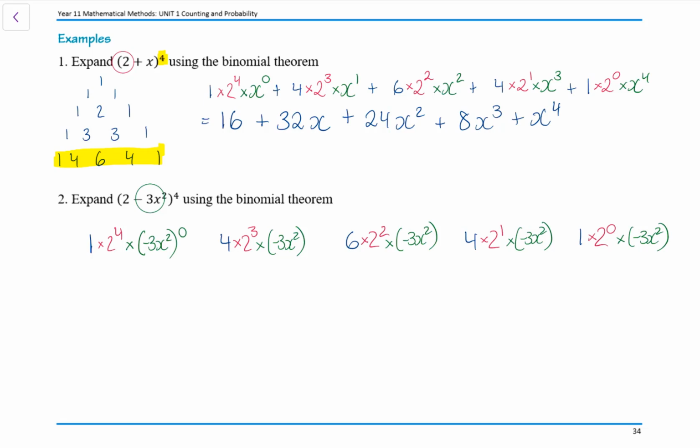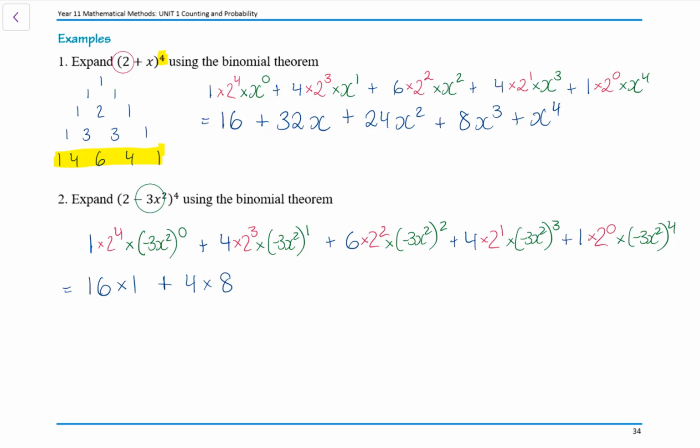Okay, start with your lowest power and go up, and put your pluses in the middle. Now I recommend doing an extra step in this one. 2 to the power of 4 is 16. That's all times by 1. Plus 4 times by 2 to the power of 3 is 8.